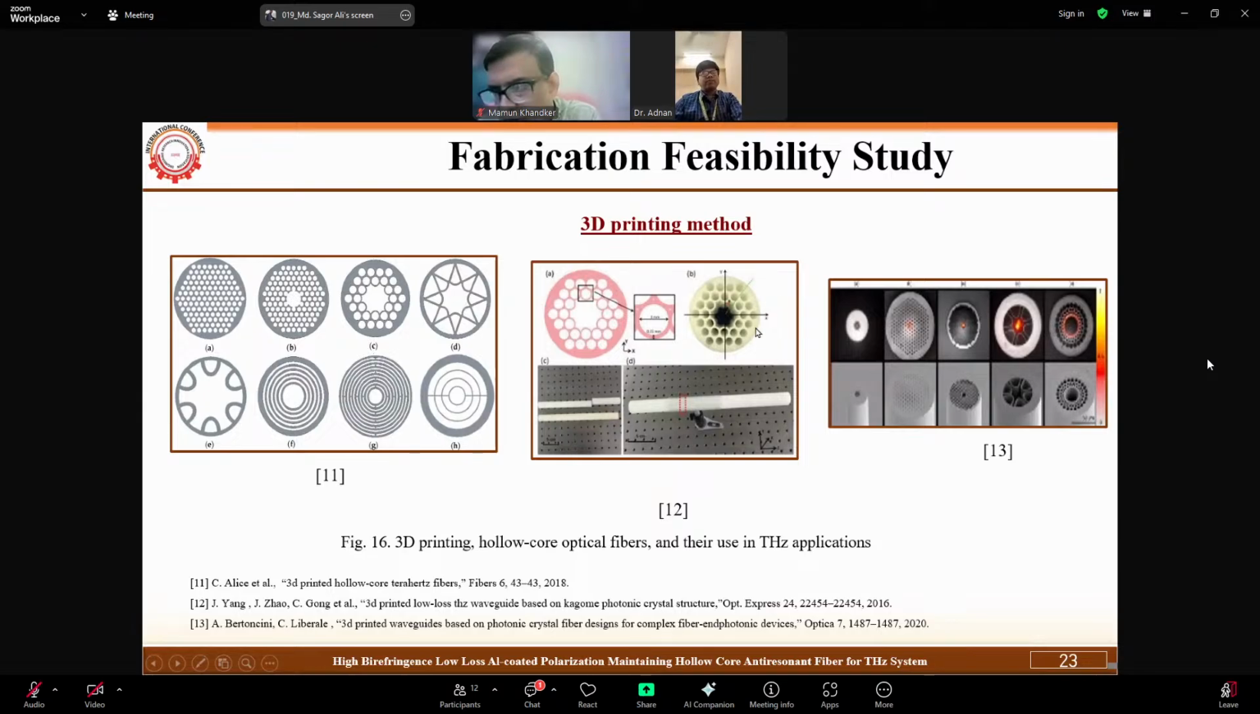Fabrication feasibility study, in this 3D printing method.